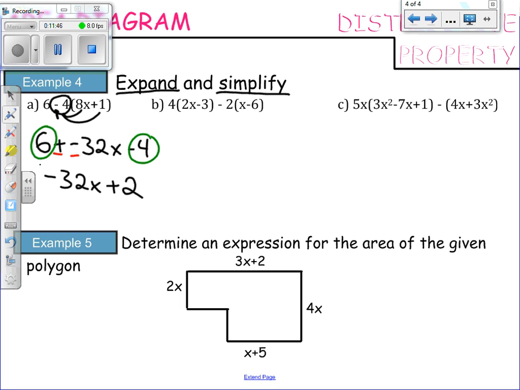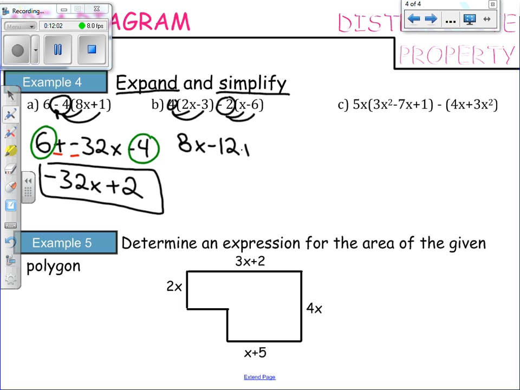We're going to do the same thing here. That 4 is going to distribute in. That negative 2 is going to distribute in. So it'll become 8x minus 12 plus negative 2x plus 12. That plus 12 comes from negative 2 times negative 6.